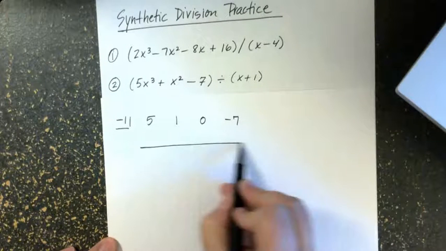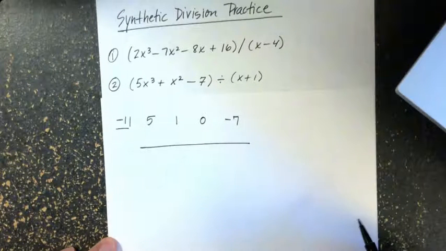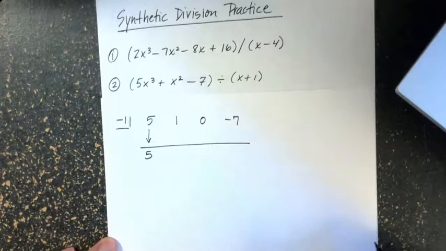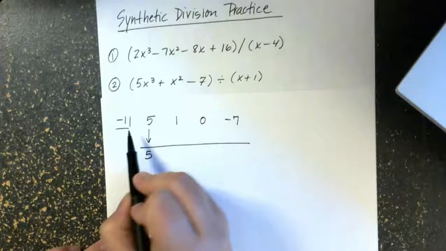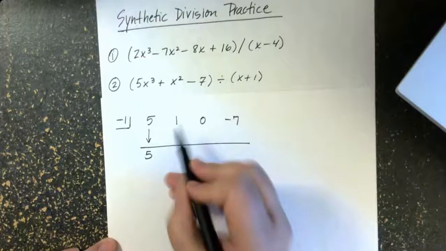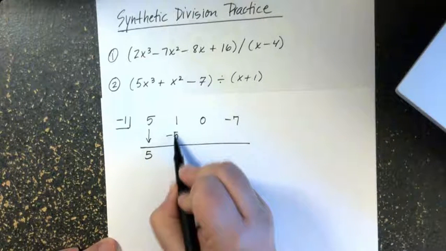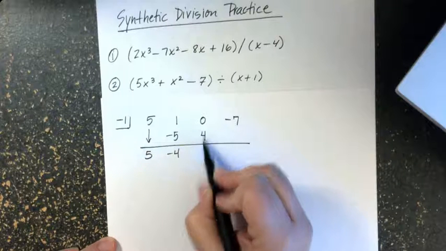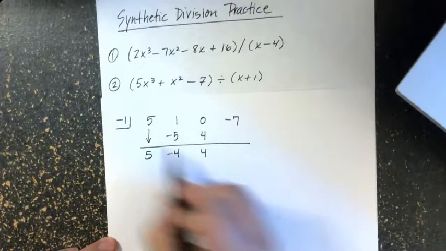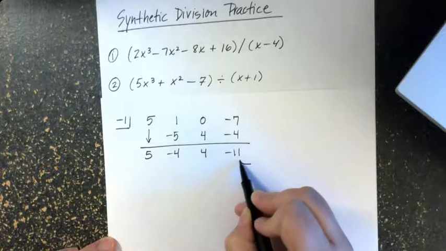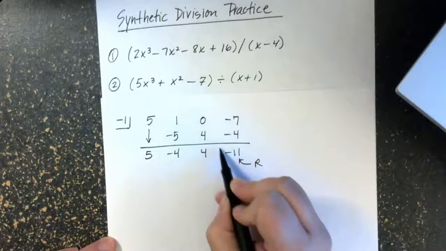Leave room for another row of numbers, and then draw my horizontal line, and finally bring down my leading coefficients, kind of like priming the pump. Negative 1 times 5 gives me negative 5, and then add. Negative 1 times negative 4 gives me 4, and then add. Negative 1 times 4 gives me negative 4, and then add. This time I do have a remainder.